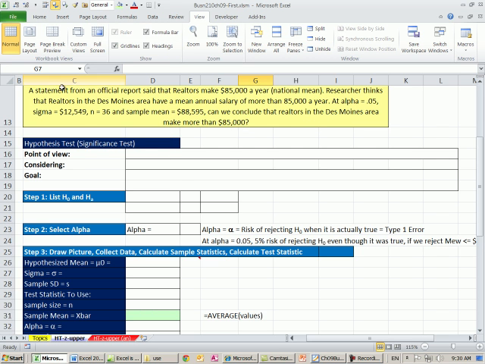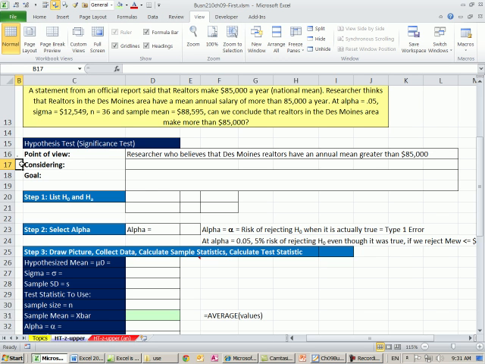All right, when you're reading these problems or you're out there in a situation, you want to think about a few things, because setting up the hypothesis test sometimes is the hardest part. First, we want to think of what is the point of view for this question. Our point of view is we have a researcher who believes that Des Moines realtors have an annual mean greater than $85,000. Now, this point of view is going to be important because this greater than 85,000 will help us set up our null and alternative hypothesis.